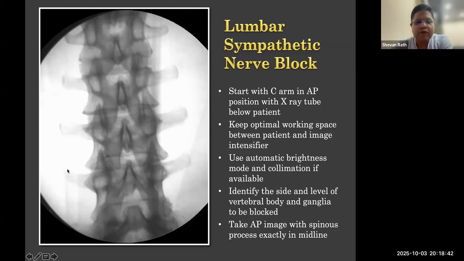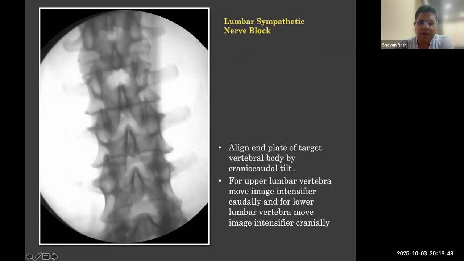Next, you have to square the vertebra that you are targeting. Now align the end plate of the target vertebral body with the craniocaudal tilt that you want. And as I said, for the upper lumbar vertebrae, move the image intensifier caudally, and for the lower ones, cranially.